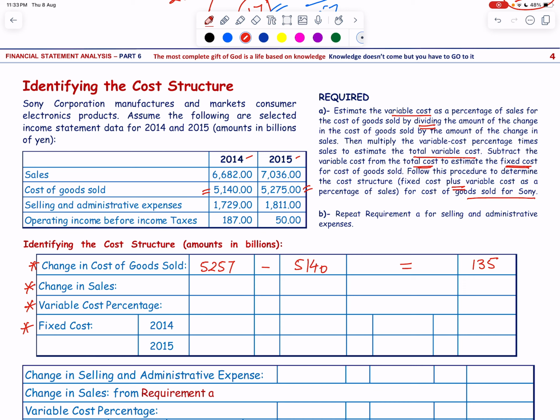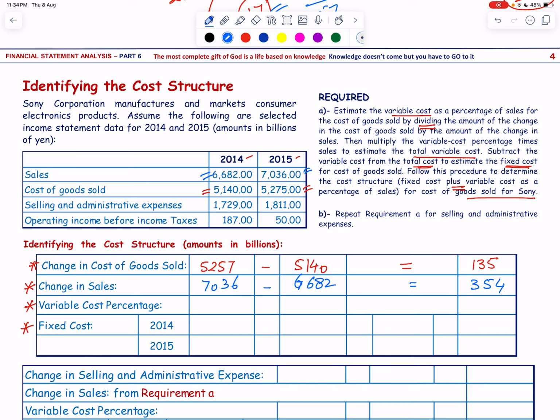Then we look into the change in sales. The sales for the year 2015 is 7036, and we are going to subtract this from 6682, that is the sales for the previous year, and this will be equal to 354.